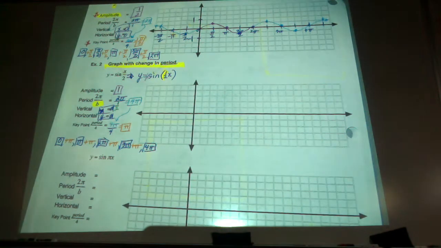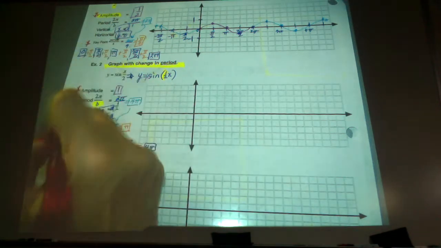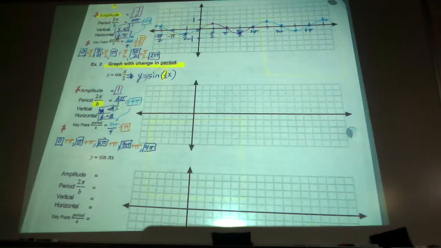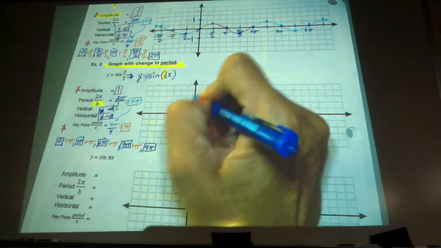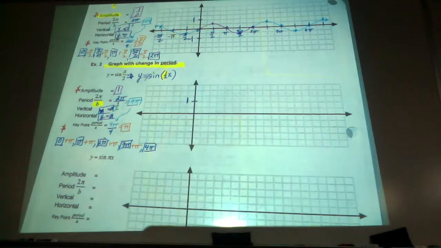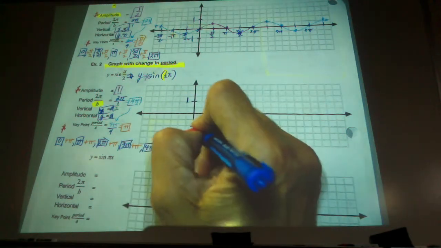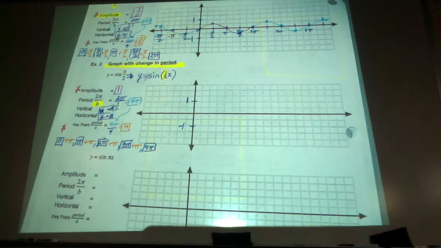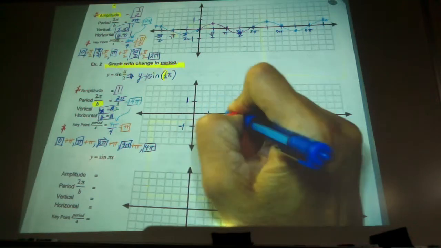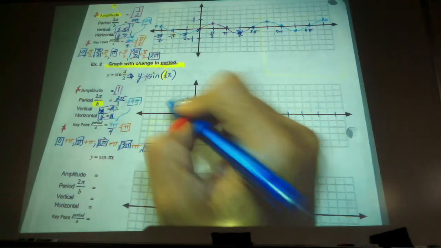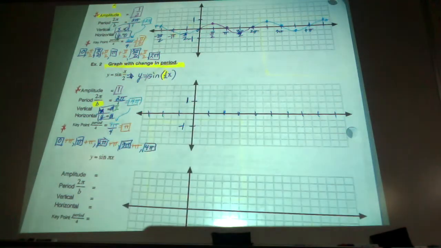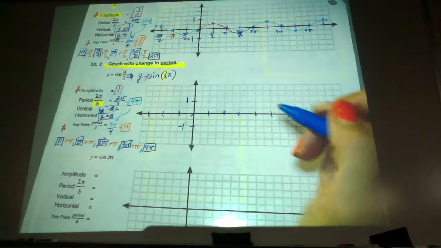So let's partition our vertical and horizontal axes based upon the amplitude and the key points. So my amplitude is 1. Typically with an amplitude of 1, I will stretch this out and have my hash marks here go by halves because I don't want to squish it too much. So I'm going to make that 1 and make this negative 1. Then my key points, I'm still going to go by every other grid line for my key points. I'm going to mark those in here. And of course this is 0.